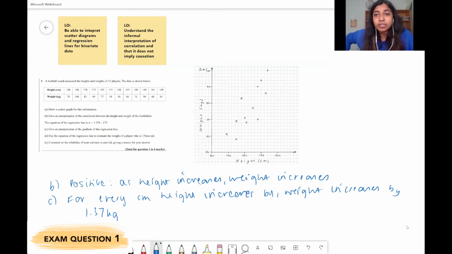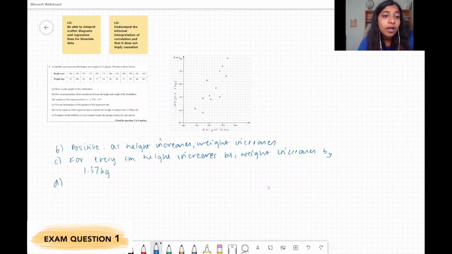Because gradient measures the change in y with the change in x. So for every centimetre that height increases, your weight would increase by 1.37. Because gradient is just change in y, which is 1.37, over change in x, which is just 1 centimetre. So you'd get 1.37.